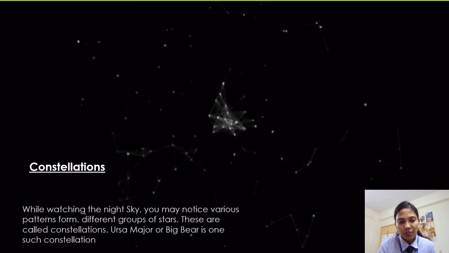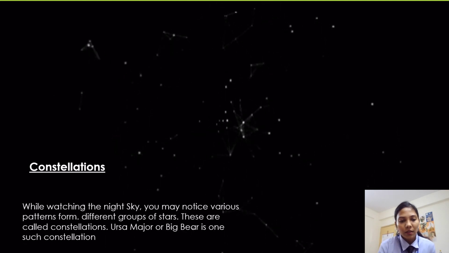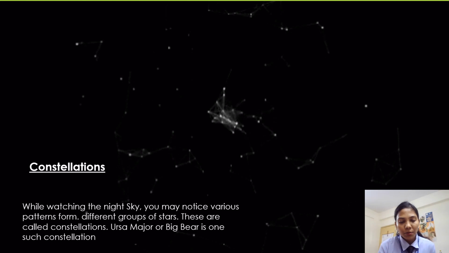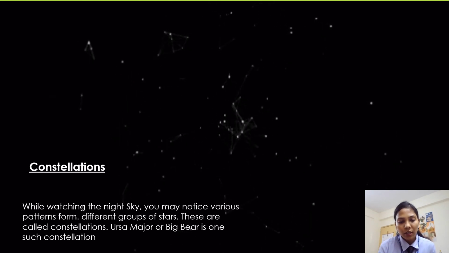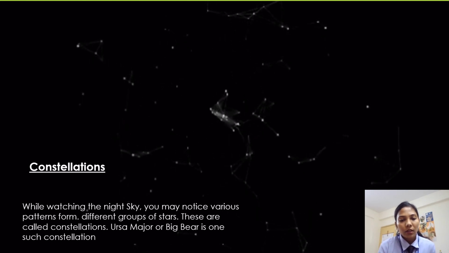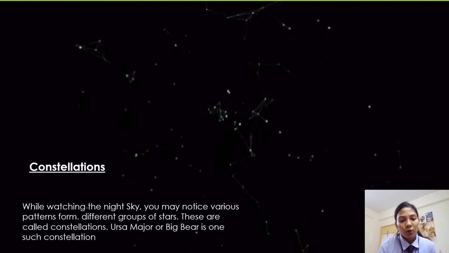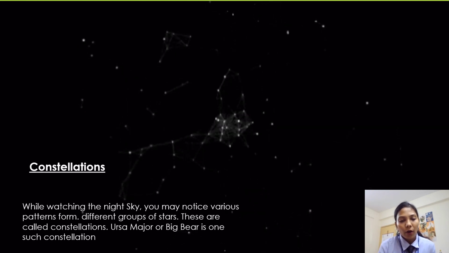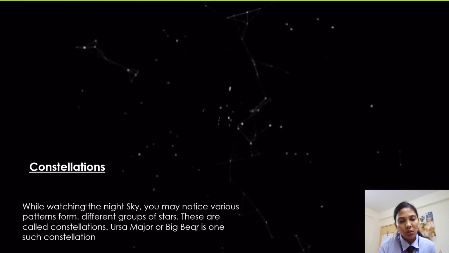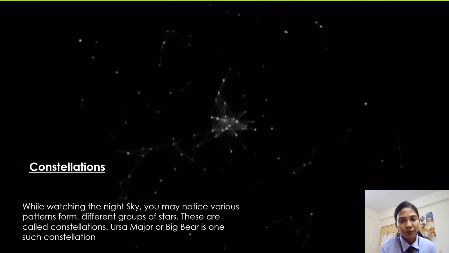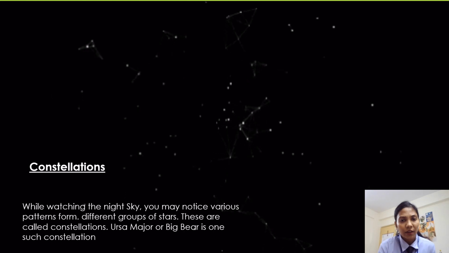So what is a constellation? A constellation is a pattern made by a group of stars. Just like Ursa Major, or the Big Bear, is one such constellation. In the next slide, we will understand what the pole star is.